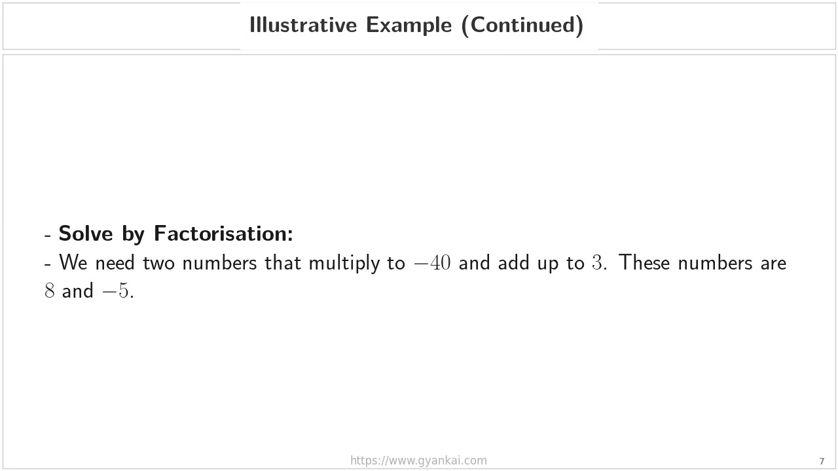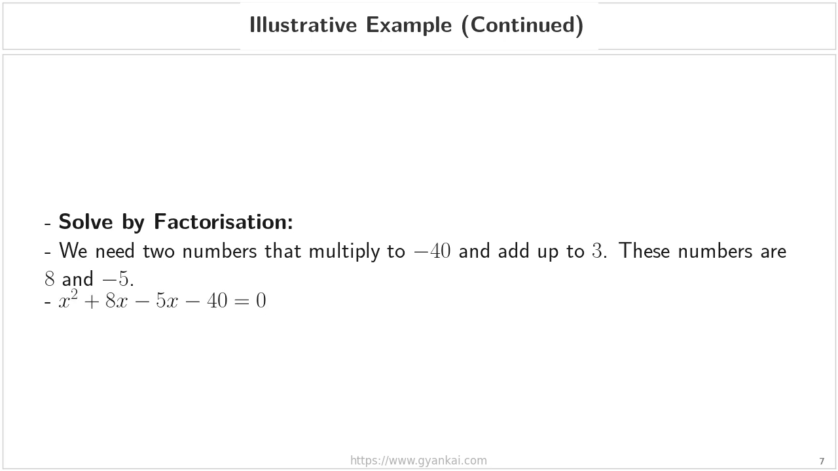If you think about the factors of 40, you'll find that 8 and 5 are the perfect pair, specifically 8 and negative 5. Let's apply this to our equation by splitting that middle term. We rewrite x squared plus 3x minus 40 equals 0 as x squared plus 8x minus 5x minus 40 equals 0.